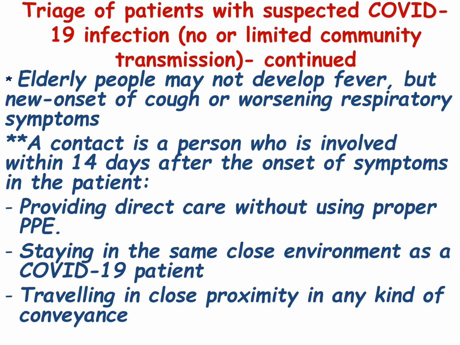This slide explains the star mark I have mentioned in the previous slides. Single star denotes elderly people may not develop fever but new onset of cough or worsening respiratory symptoms. Double star denotes a contact is a person who is involved within 14 days after the onset of symptoms in the patient, providing direct care without using proper PPE, staying in the same close environment as a COVID-19 patient, traveling in close proximity in any kind of conveyance.